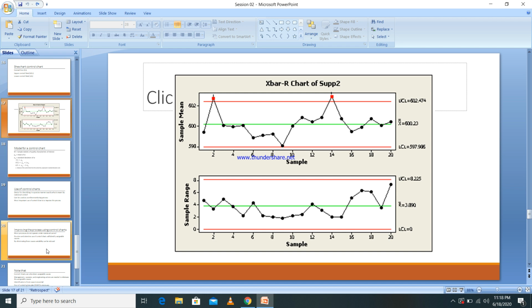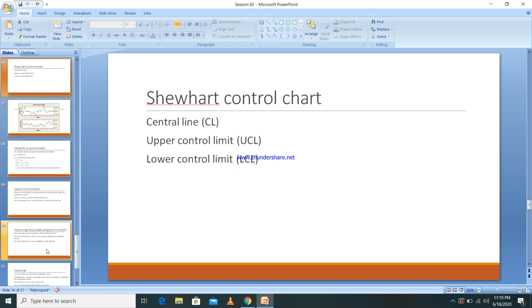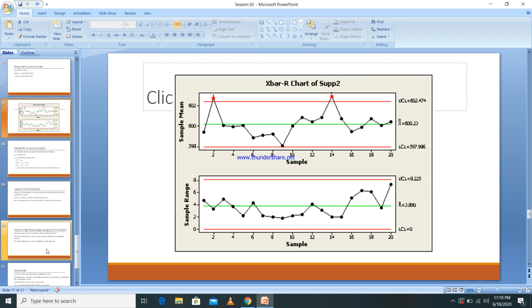The one above the central line, we call the upper control limit, which we denote by UCL, and the one below the central line, we call the lower control limit, denoted by LCL. So what you have to remember is, when you take a control chart, you have three lines: the central line, the upper control limit, and the lower control limit. We will discuss in the next sessions how to identify whether your process is in control or not using a control chart.